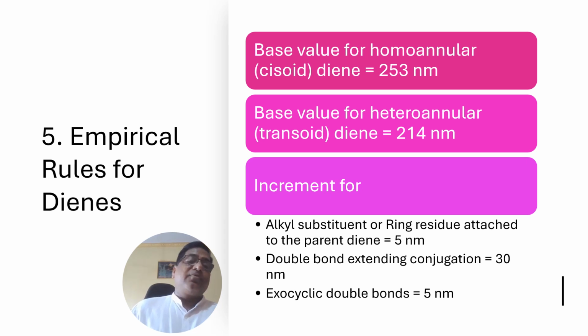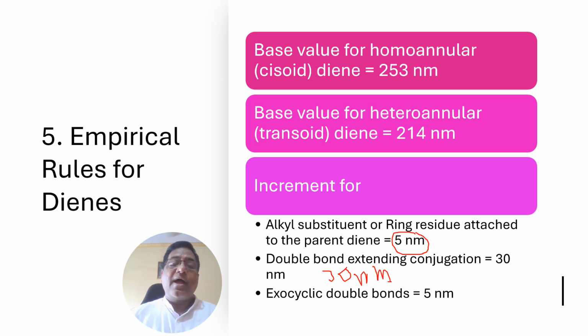So the empirical rules for the diene, already you know, for the homoannular diene, the base value is 253 nanometer, and for heteroannular diene it is 214 nanometer. And then there is an increment for the alkyl substituent. If one alkyl substituent is present, you add 5 nanometer. If there is an extended conjugation, then you have to add 30 nanometer. And if an exocyclic double bond is present, then you have to add 5 nanometer. So these are the increments.